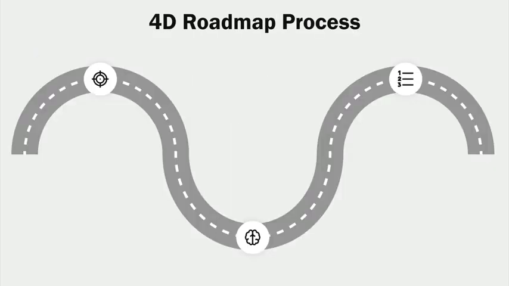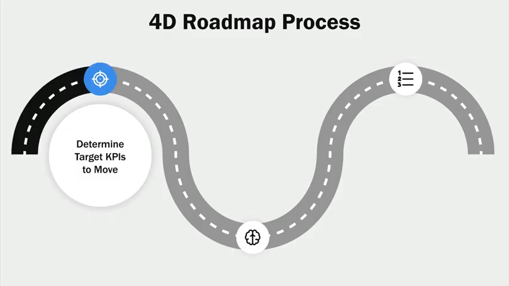So now that we've established the benefits of the 4D roadmapping process, let's dive into how to actually do it. In total, there are 3 steps. Step 1 is determine the KPIs you want to move. Here, you take the prioritized set of KPIs you identified in the Lever Dashboards module and align with leadership that those are the set of KPIs you should be working on.